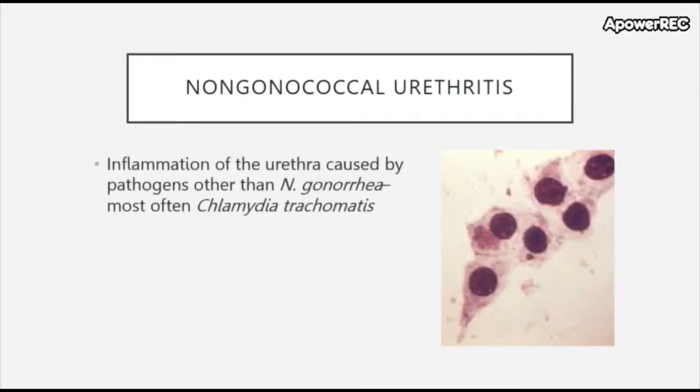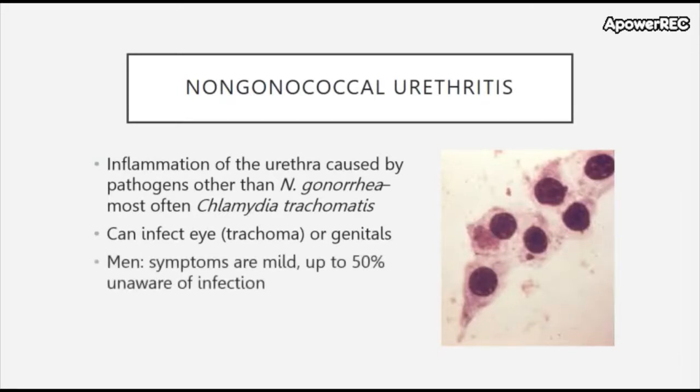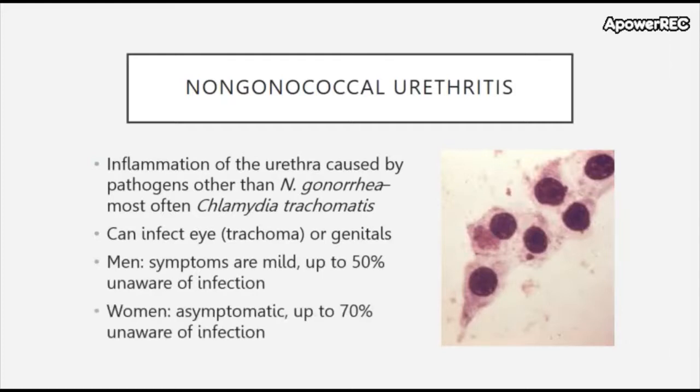Non-gonococcal urethritis is an inflammation of the urethra that is not caused by Neisseria gonorrhoeae. It's most often caused by Chlamydia trachomatis. It can affect the eye, as in trachoma, or the genitals. In men, it's mild and up to 50% are unaware of infection. And women are typically asymptomatic, with up to 70% unaware of infection.